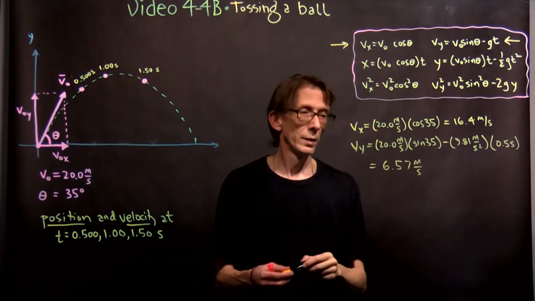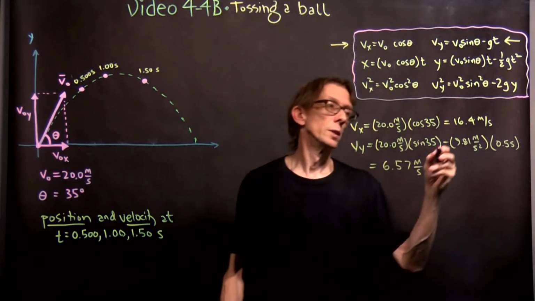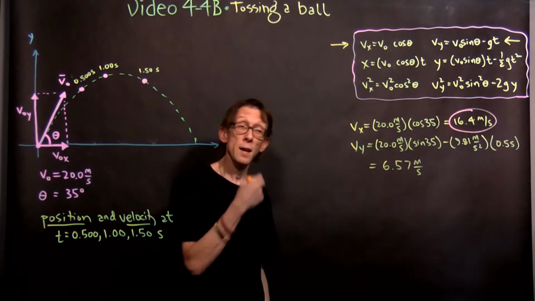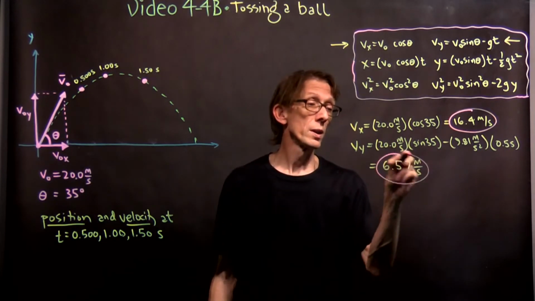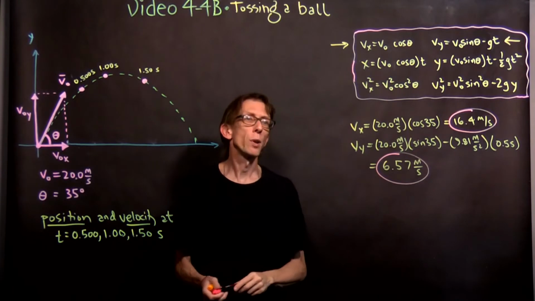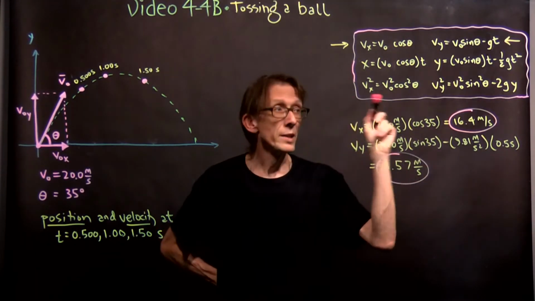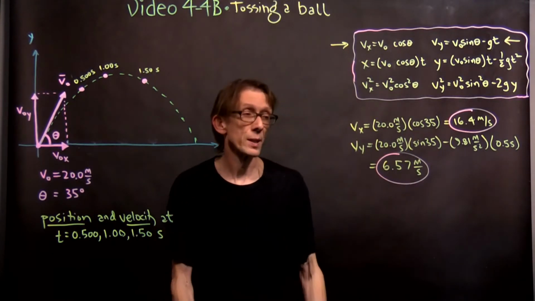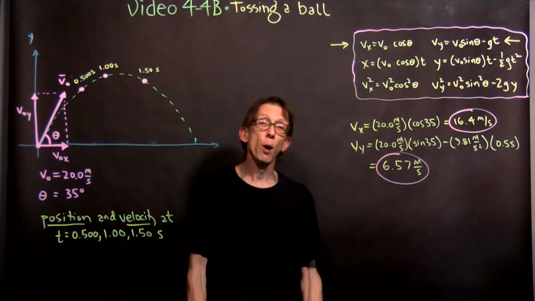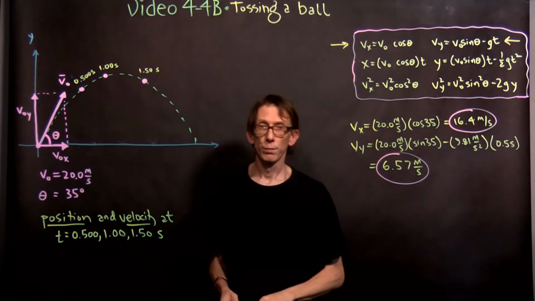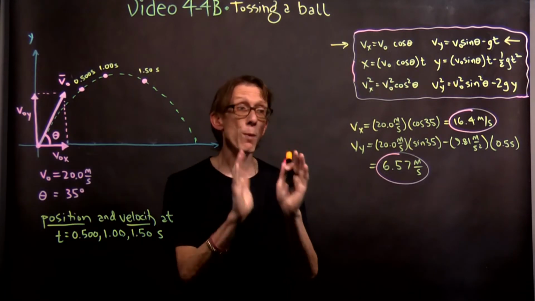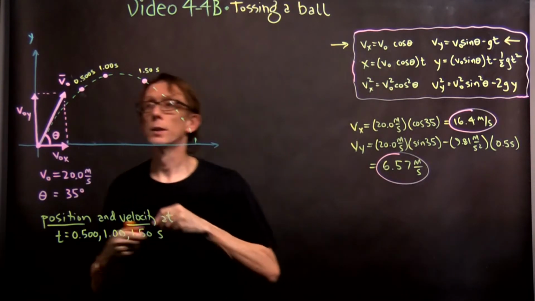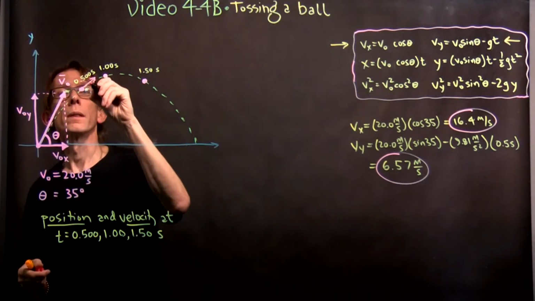meters per second. So in the x direction, the ball is moving at 16.4 meters per second. In the y direction, it's moving 6.57 meters per second. These are both positive numbers, which means that at this moment in time, when the ball is right here, it is moving up and to the right. So the velocity vector looks something like that.